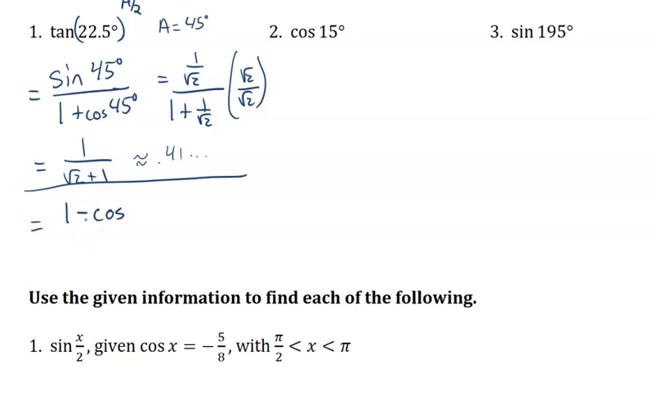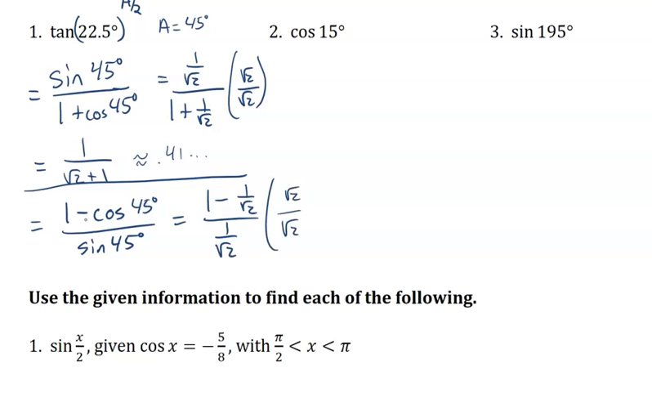1 minus cosine 45 over sine 45. All right, there we go. So then that becomes 1 minus 1 over root 2 all over 1 over root 2. Again, let's rationalize that. So multiply by root 2 on the top and bottom. We end up with root 2 minus 1 over 1. If you plug this into the calculator, this also is 0.41 something. So yes, checks out. Both of those work.